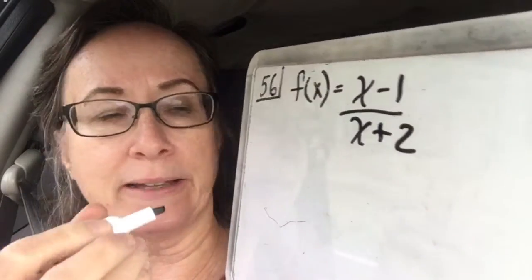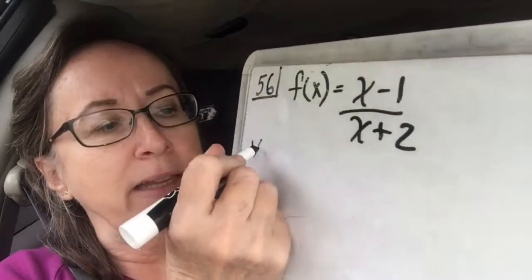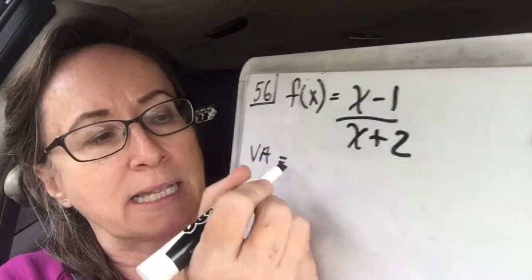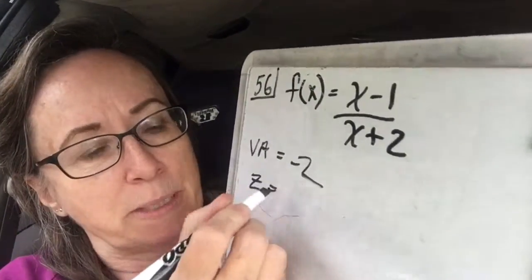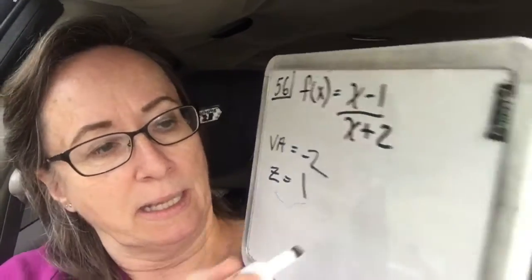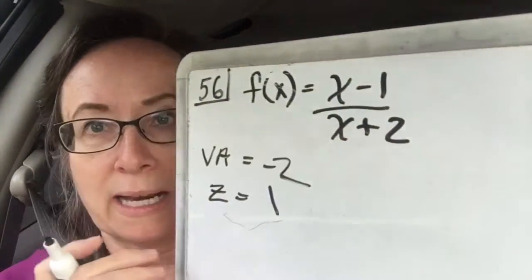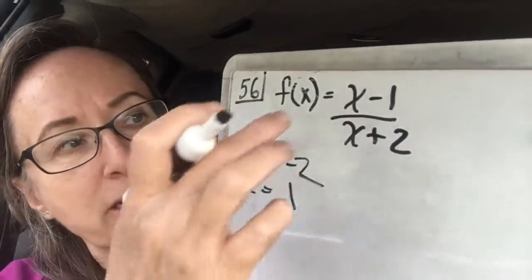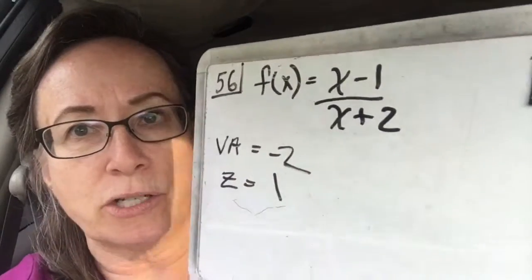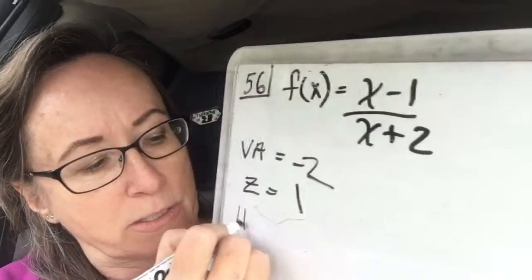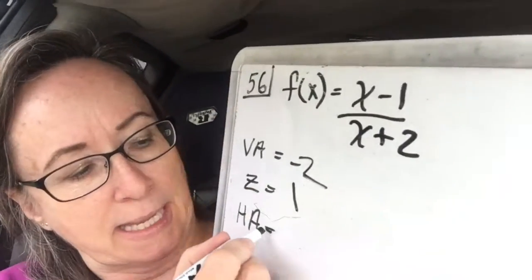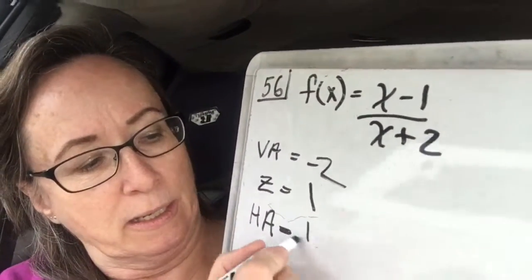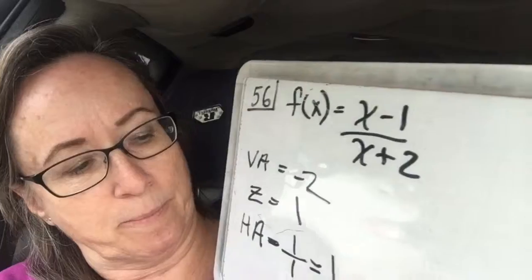Okay, when we start looking at the vertical asymptote, we can see that the vertical asymptote is going to be at -2. Our 0 is going to be at +1. Our horizontal asymptote is going to be at 1 because our 2 degrees are the same. So our horizontal asymptote, because we have an x over x, is 1 over 1, or just 1.